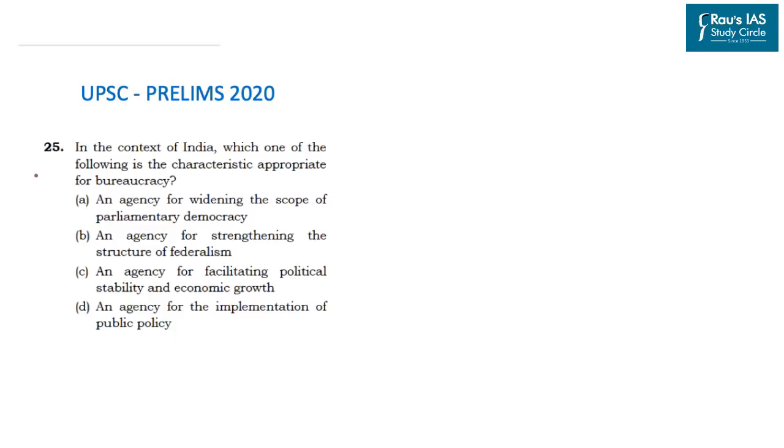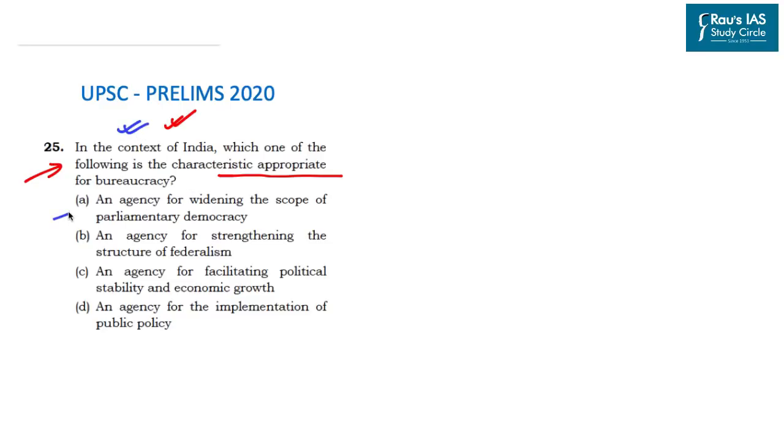Now, let's take up question number 25, which discusses bureaucracy. The question asked by UPSC was: in the context of India, which one of the following is the characteristic appropriate for bureaucracy? So, the question was very specific regarding what is appropriate for bureaucracy in the context of India.